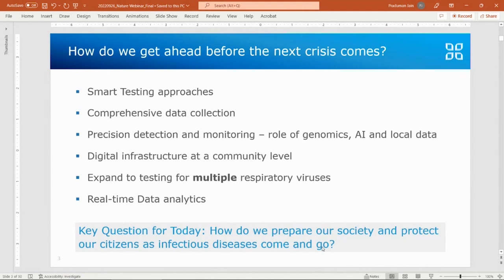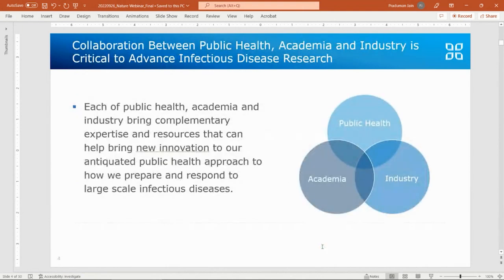How do we build a digital infrastructure at a community level? How do we expand to testing for multiple respiratory viruses? Particularly with COVID, flu and COVID started to look similar, but they are distinct. So how can we create smart testing approaches that are more agile and faster for multiple respiratory viruses? And how do we bring all of this together through real-time data analytics?